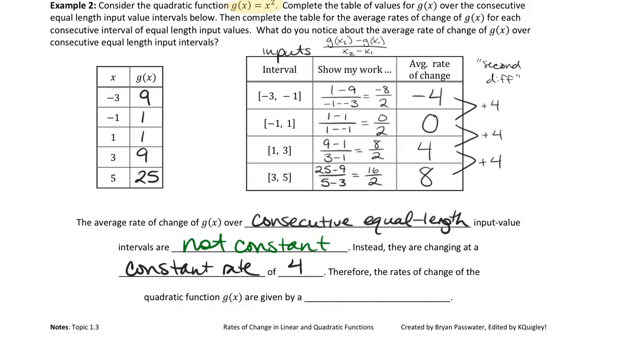Therefore, the rates of change of the quadratic function are given by a linear function because we have a constant change or constant slope in our average rate of change.